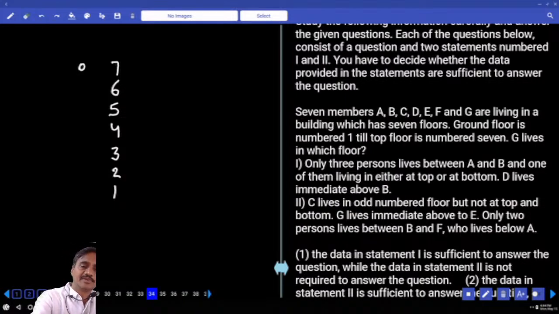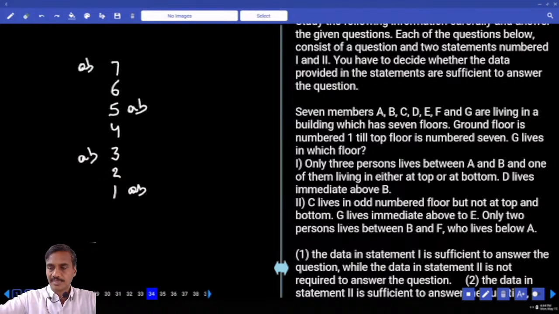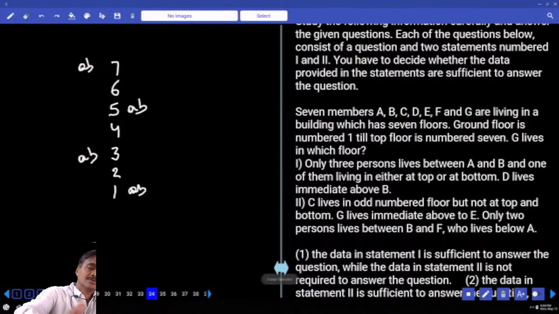Now A or B, and there are only 3 people between A and B. Now in the second case, if A or B is here, there are only 3 people between A and B, and one of them lives on either top or bottom. D lives immediately above B. Now B here is not possible. Now if B is here, then A will be at this.